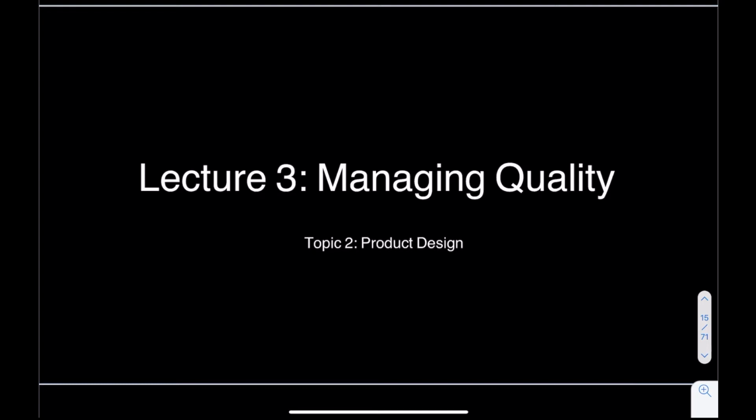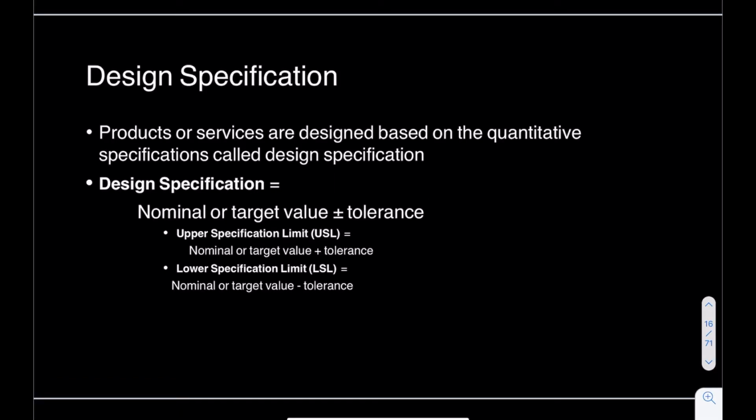Hi everyone, this video is for lecture 3, Managing Quality, topic 2, Product Design. In the previous topic, we reviewed normal distribution and the standard normal distribution. Using the standard normal distribution and normal distribution, we can apply this knowledge in this area called product design. Let's start with the definition of design specification.